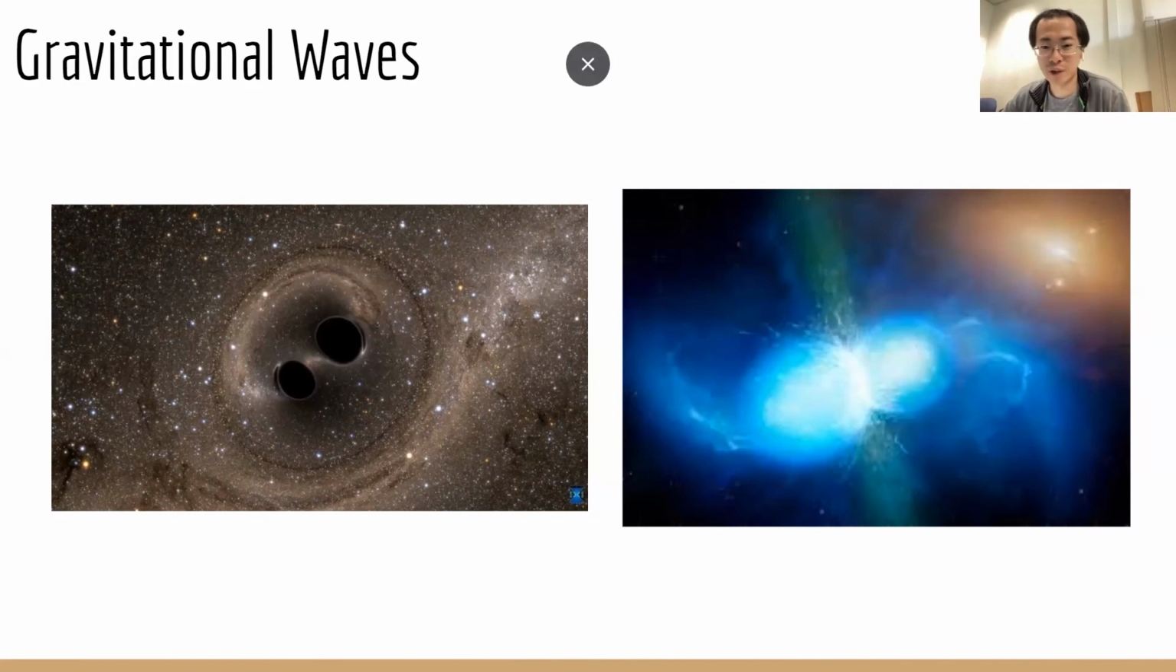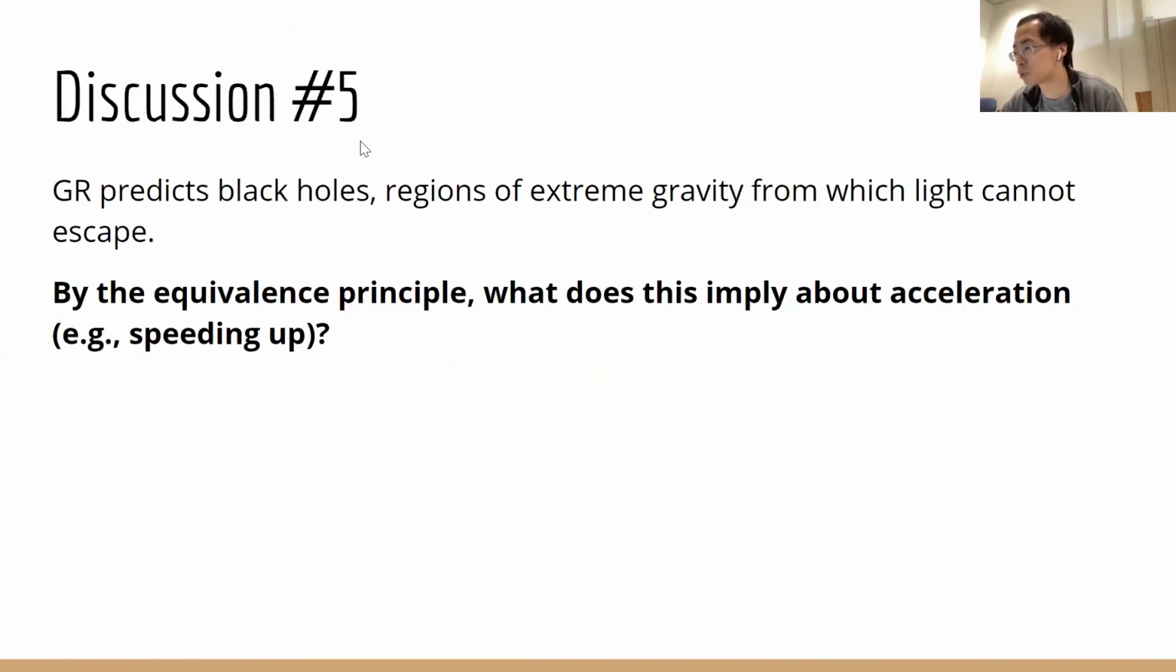Okay, so I have another question, a discussion question, but we can run through it heuristically. We don't have to talk about it in breakout rooms necessarily. I want to pose this question because I think it's particularly neat, and I'll give you a few seconds to type in chat what you think. General relativity, as we mentioned a few minutes ago, predicts black holes, which are, by definition, regions of extreme gravity from which light can't escape.